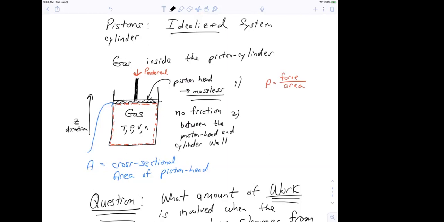Okay. Now, what happens is we can actually control this external pressure, and that's why we have to label this guy as external. We can't just label it P, because there's going to be a difference between the pressure that the gas feels at any moment and the pressure outside of our system as defined by the gas.